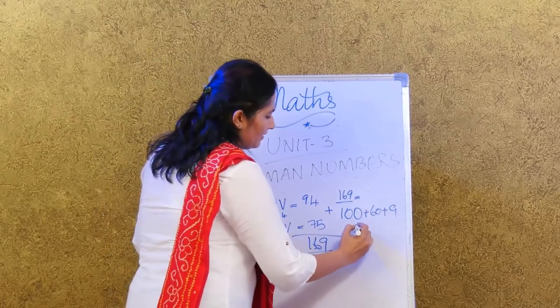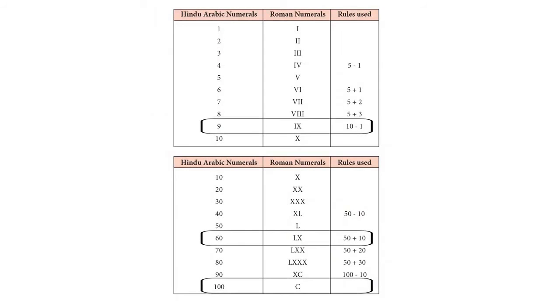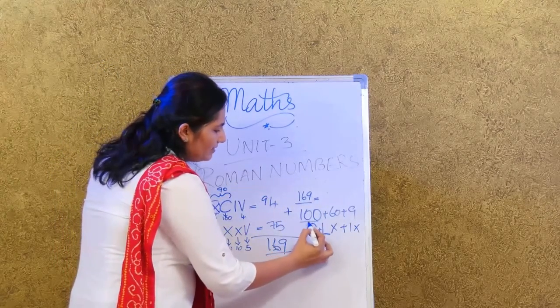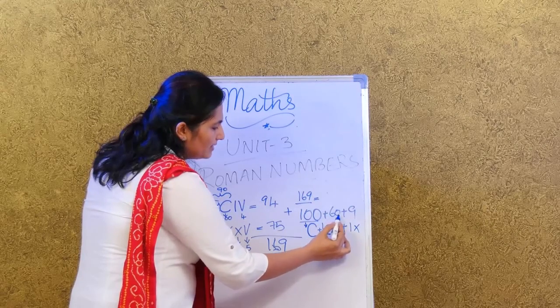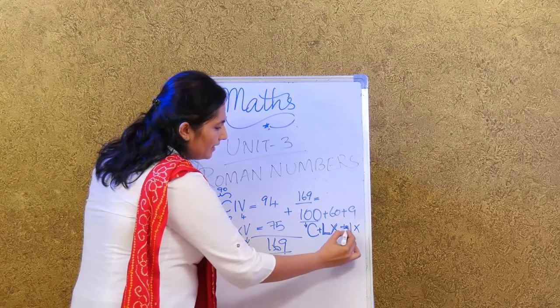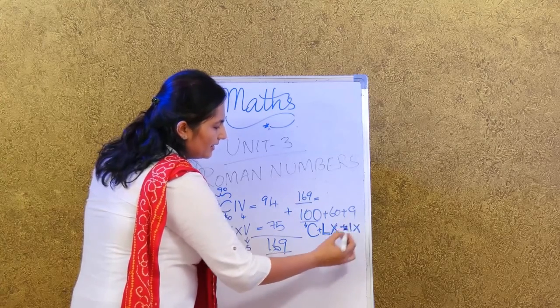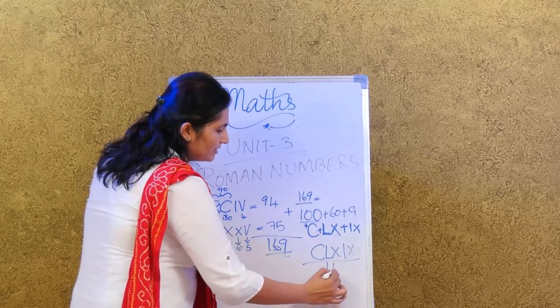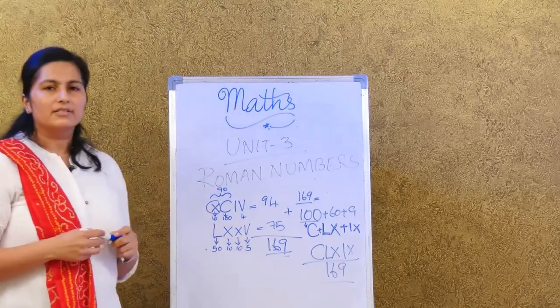So, how do we write 100? See, 60, as you look at the table right now, you can see 60 is, okay, and then for 9 it is, did you see how our expanded form really helps in finding the Roman letters? So, 100 is C, so we got C, plus 60 is 50 and a 10, then plus 9 is represented like this. Okay, so CLXIX, this is for 169. Did you get the answers?